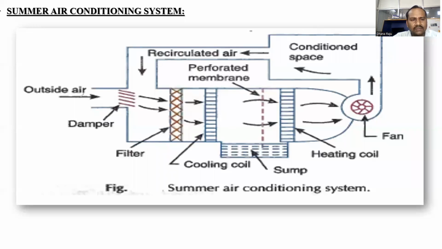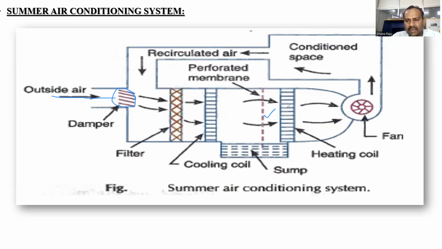This is the outside air which is entering, and here we have a damper system. The damper is a filter that removes suspended dust particles so that clean air enters the air conditioning unit, right? And this is called an ultra filter or micro filter, where very tiny particles are also removed so that the air will be cleaned. So the summer air conditioning system mainly contains a damper, filter, cooling coil, and this perforated membrane acting as a dehumidifier, right? This element is acting as a dehumidifier.